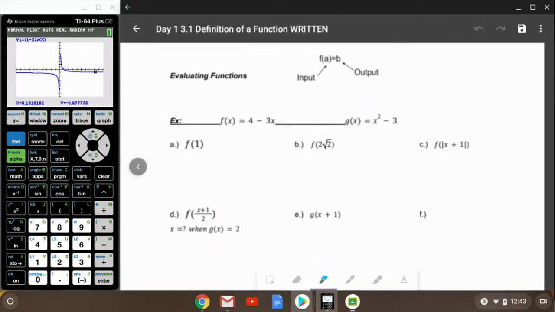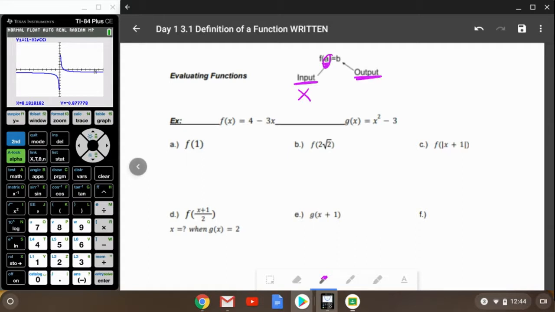So we look at this. We've got evaluating functions right here. And they're showing you, for example, f of x equals 4x minus 3, g of x is x squared minus 3. The input is what's inside. That's just a way to read proper notation. Whatever number is on the inside of the parentheses is your input. That is typically your x value, right? We're going to look at them right now by looking at these problems.